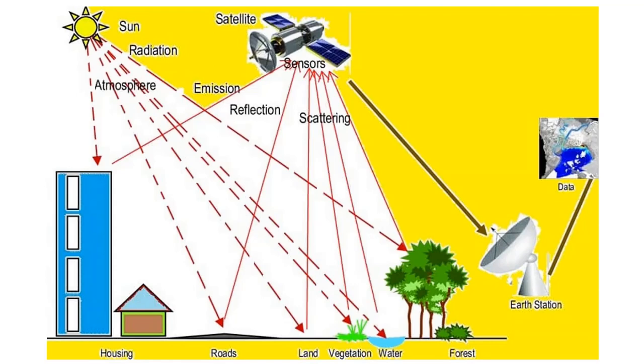And different objects reflect different types of radiation. What roads reflect is different from what water is going to reflect, and it's different from what trees are going to reflect. So the sensors can tell that this is something else from this. It can tell this is water, this is forest. And so after receiving that information, it sends that information to the ground stations. These stations will be able to analyze this data, and the output is going to be a satellite image. That satellite image is spatial data, which can be used in very many different ways. So basically, the output of remote sensing are satellite images.